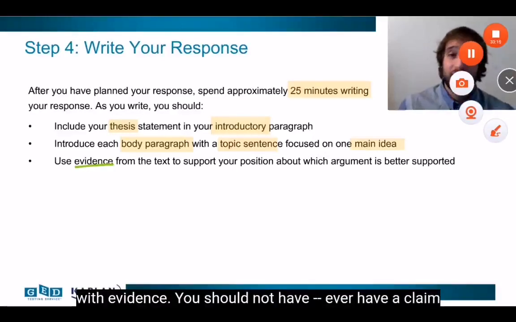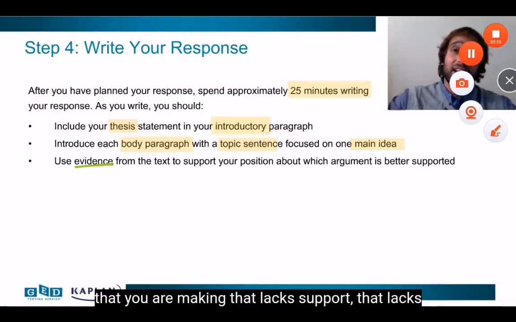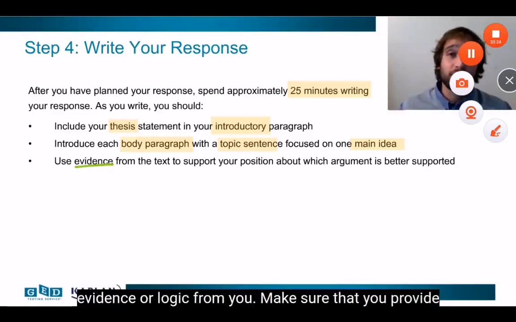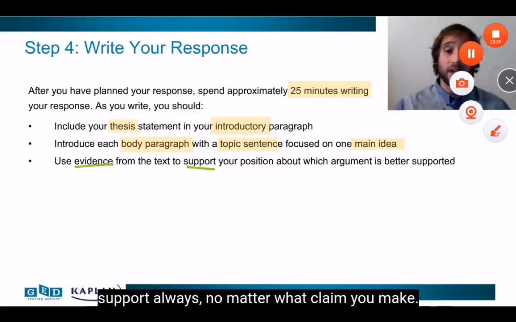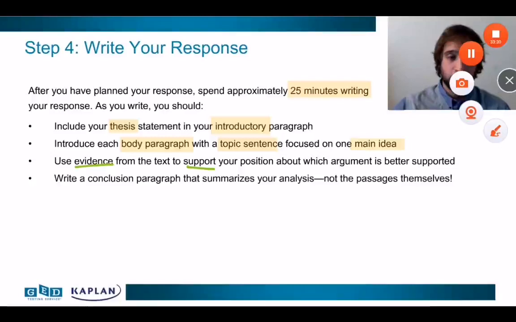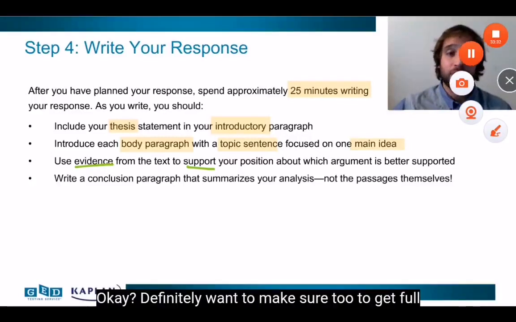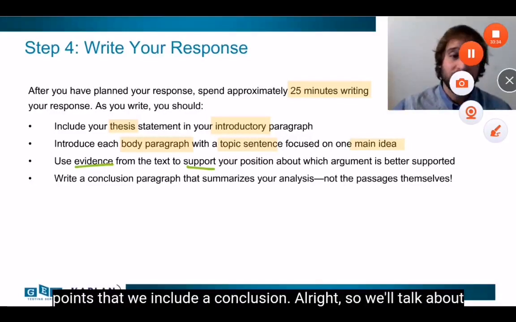You should not ever have a claim that you are making that lacks support, that lacks evidence or logic from you. Right? Make sure that you provide support always, no matter what claim you make. Okay? Definitely want to make sure too, to get full points, that we include a conclusion.